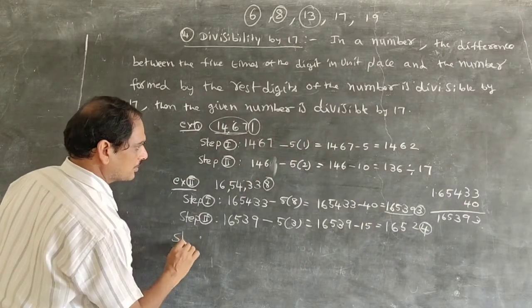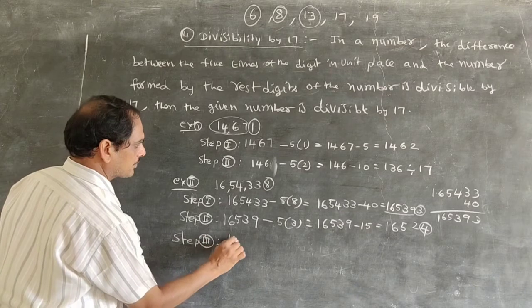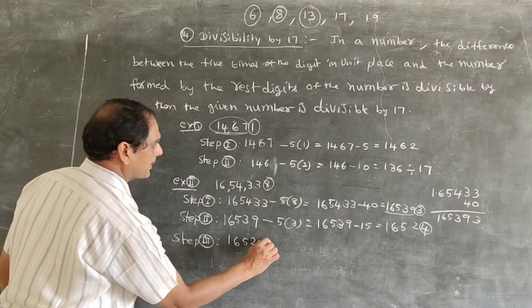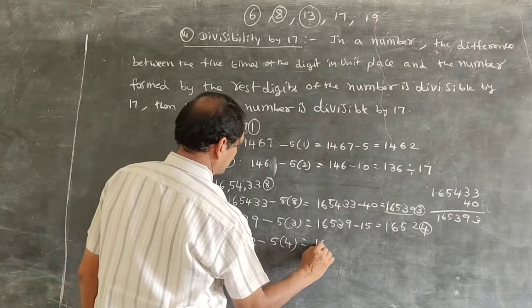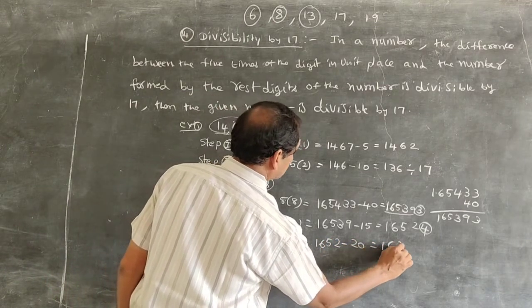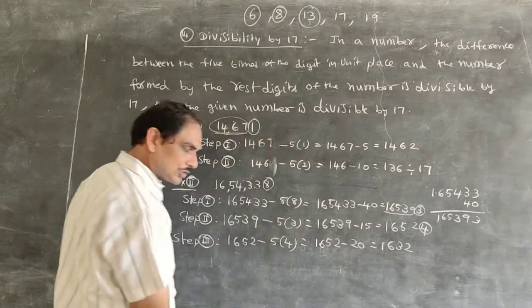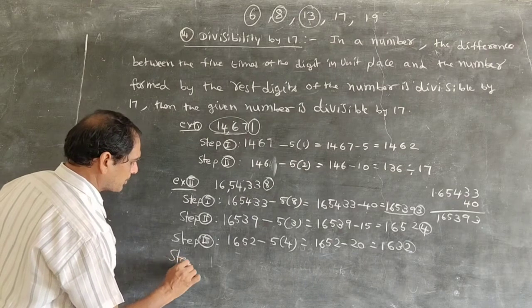Again we go to step 3. That is 1652 minus 5 into 4. That is equal to 1652 minus 20, 1632. So in this also the unit digit is 2. Next we go to step 4.